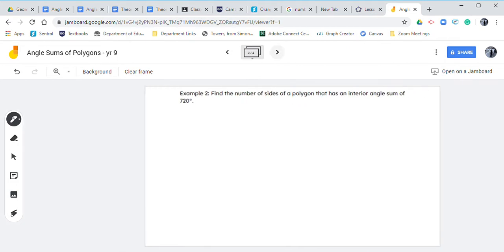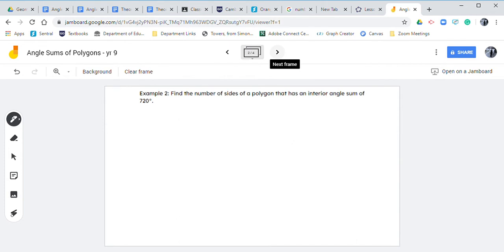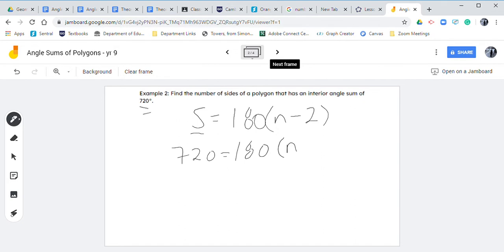All right, example 2. Find the number of sides of a polygon that has an interior angle sum of 720. This is working backwards from the last question. Again, I'm going to use S equals 180 degrees times (n minus 2), the same formula. I'm given that my sum is 720 degrees. Same exact idea as before, but we do not know what n is.